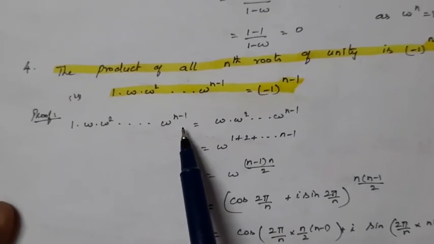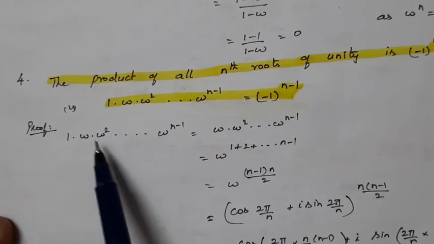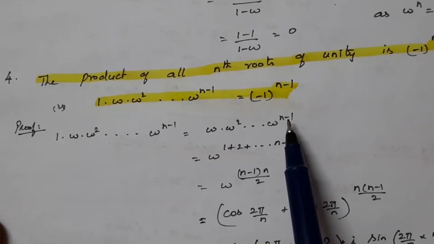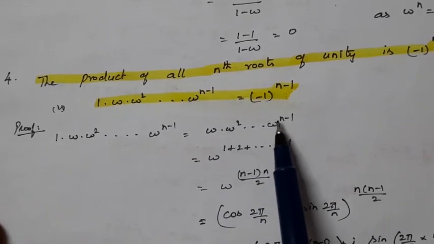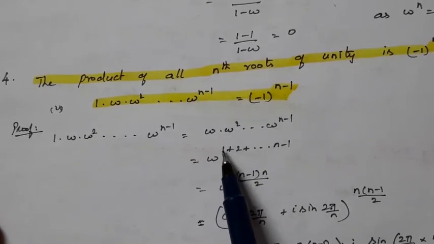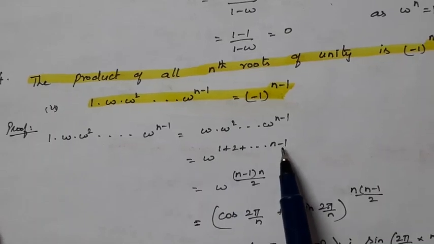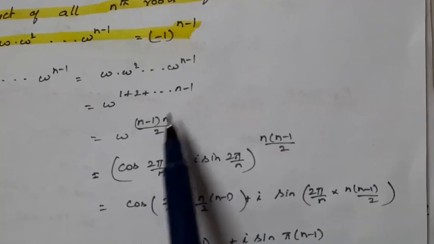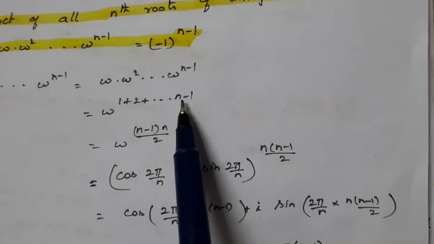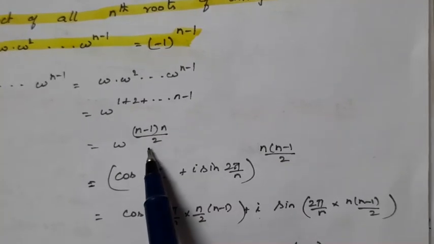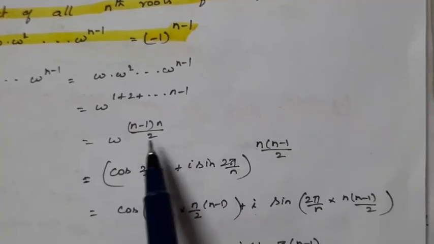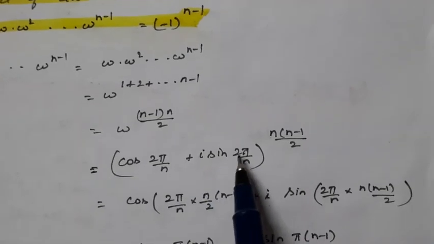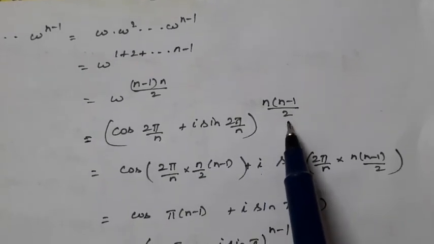to omega power n minus 1 is equal to the product; multiplying by 1 will give the same thing. So, omega into omega squared, etc., to omega power n minus 1. Here the powers are to be added as the bases are the same. So, adding the powers 1 plus 2 plus, etc., to n minus 1, that is the sum of the first n minus 1 natural numbers. So, its value is n minus 1 into n minus 1 plus 1, that is n, divided by 2. Now, what is omega? Substitute its value: cos 2 pi by n plus i sin 2 pi by n, the whole power n into n minus 1 by 2.